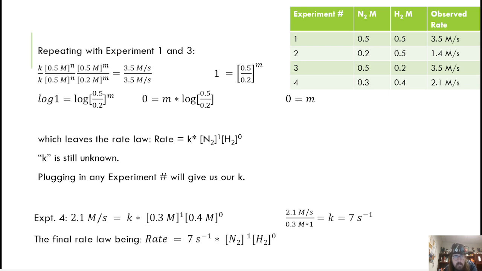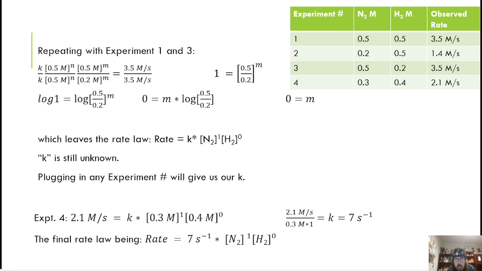Now, if we do this, logarithm of 1 is 0. But any number raised to the exponent of 0 is equal to 1. It's a rule of exponents. Any number raised to the exponent of 0 is 1. So the only way to make this relationship hold true is if m is 0. So we have a reaction that is 0 order with respect to hydrogen.